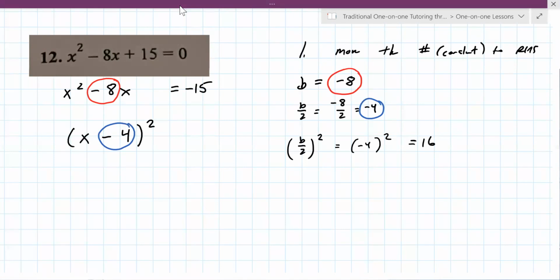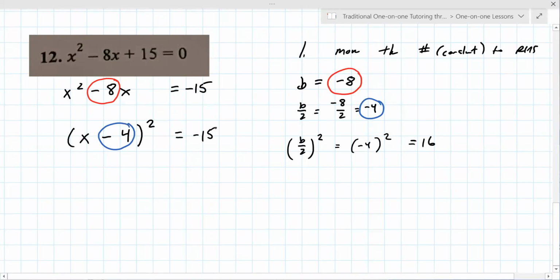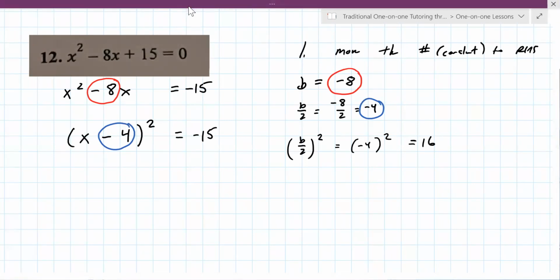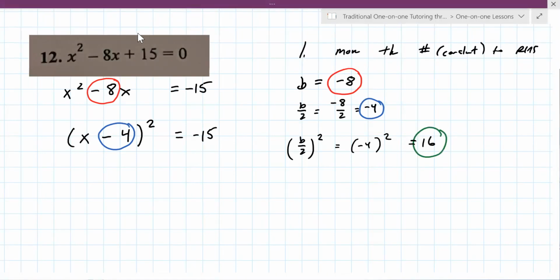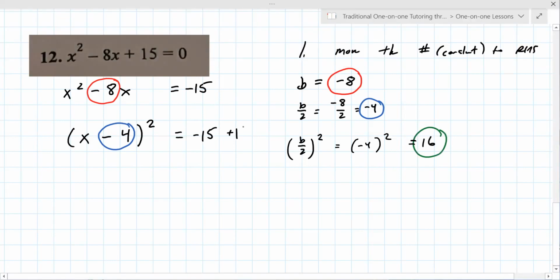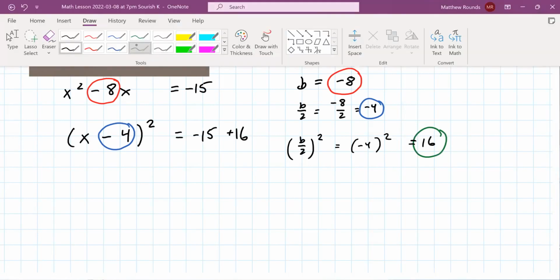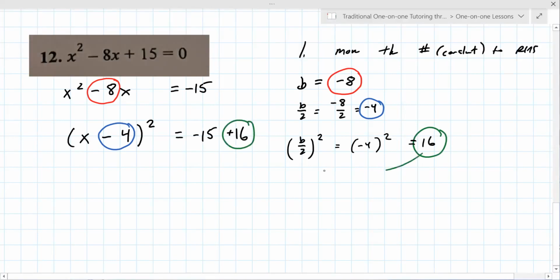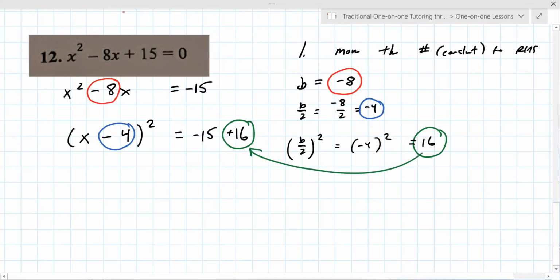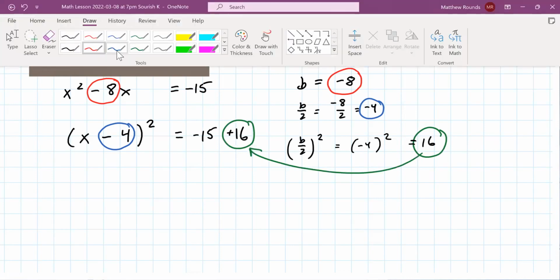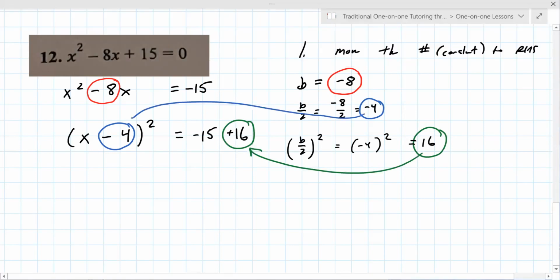Equals, now it's -15, but this last number 16 is also going to be here. We're going to add 16 over here on the right side. So this 16 comes from there. You can see the progression where these numbers come from, and every time it's the same. It's just a lot to remember as a first time seeing this.